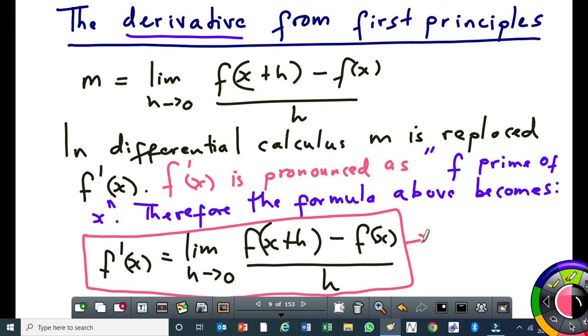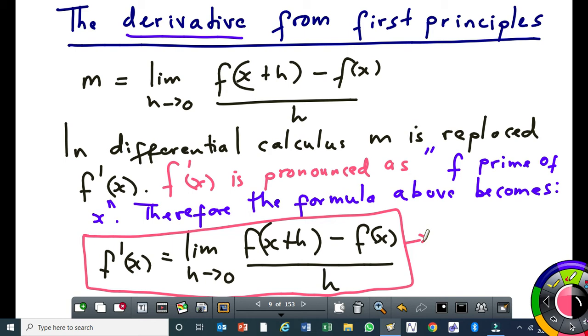I'm not going to talk about how I wrote it, but it's not straight. All right. So f prime of x. F prime of x. Can you stop that and pay attention? F prime of x is equal to the limit as h tends to 0 of f of x plus h minus f of x all over h.